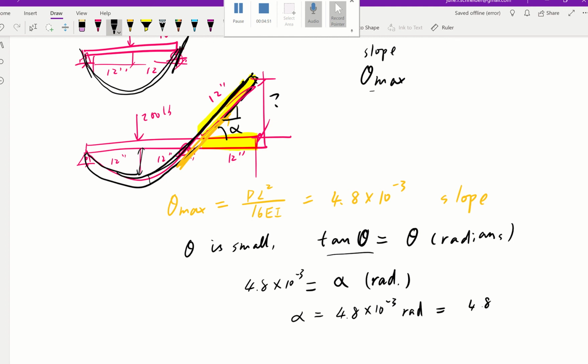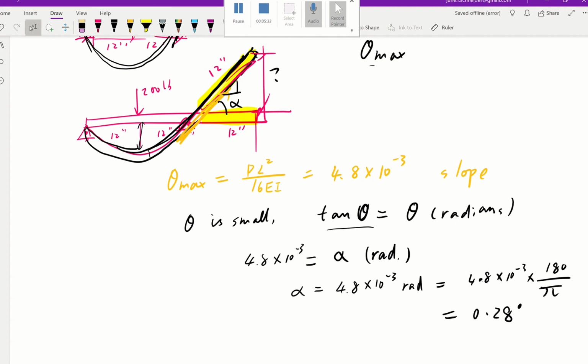How do we do that? We're going to divide by pi and times 180, right? So let's put it into the calculator and see what we got. 4.8 times 180, then divided by pi. And I have a value here. It's quite small. It's about 0.28, right? Because there's 10 to the negative 3 here. 0.28 degree. So this angle is super small, 0.28.